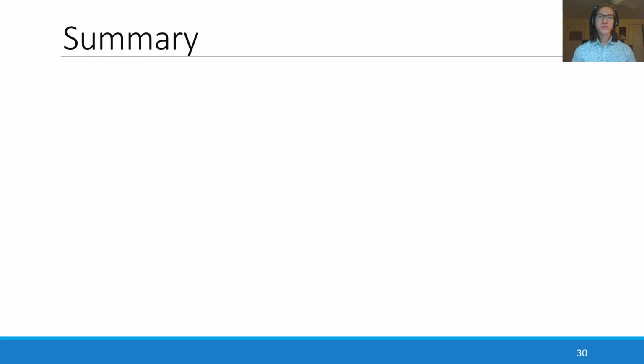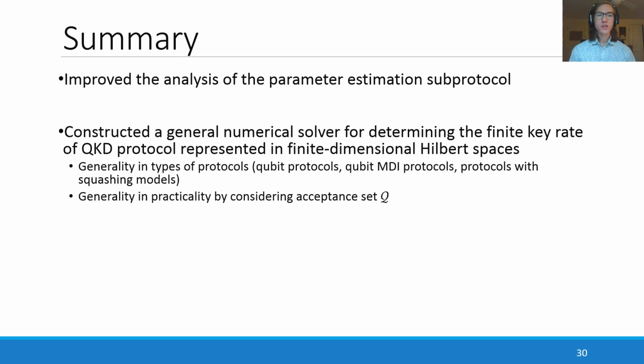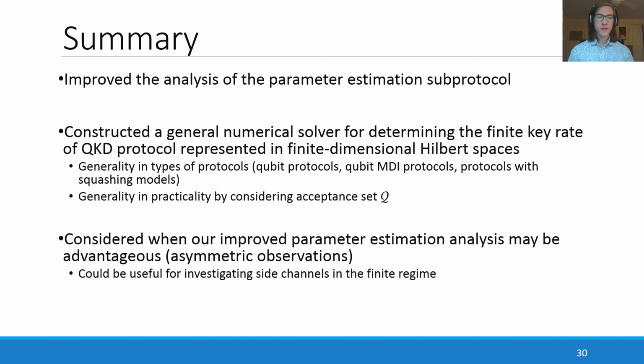So to summarize, in this work we improved the analysis of the parameter estimation sub-protocol in that we can now optimize over multiple coarse grainings. We constructed a generic numerical solver for determining the finite key rate of QKD protocols represented in finite dimensional Hilbert spaces, where the generality is both in the types of protocols that can be handled and its practicality. Lastly, we considered when our improved parameter estimation analysis may be advantageous using our numerics, and hopefully in the future we could use this to investigate side channels in the finite regime. Thank you.